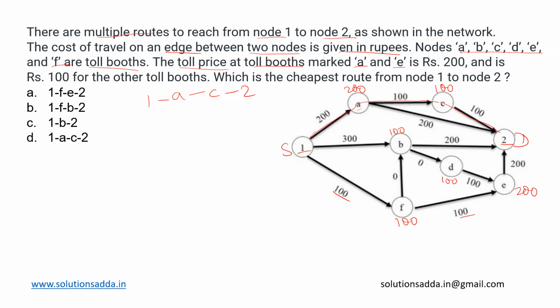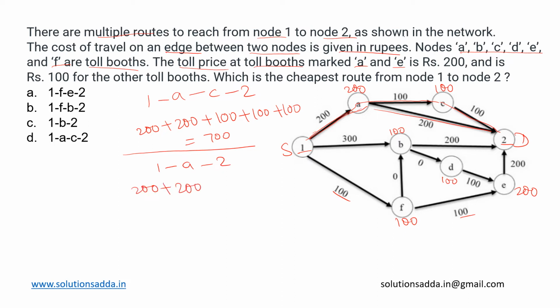For this particular path, the cost would be 200 for the edge, 200 for the toll booth, 100 for this edge, then 100 for the booth C, then 100 for the final edge. So this gives us 700. The next path we can see is 1A2 directly. The cost of this path would be 200 for the edge, 200 for the toll booth A, then 200 for the last one. So this gives us 600.